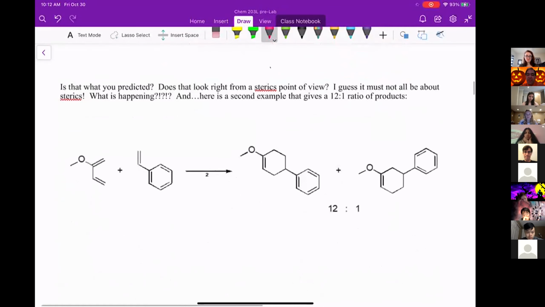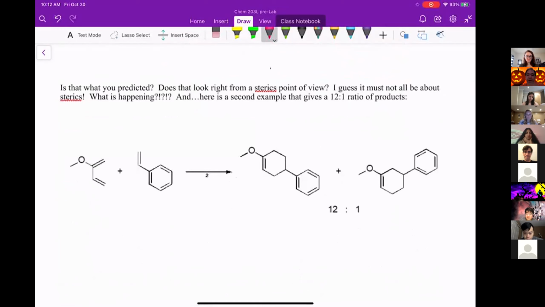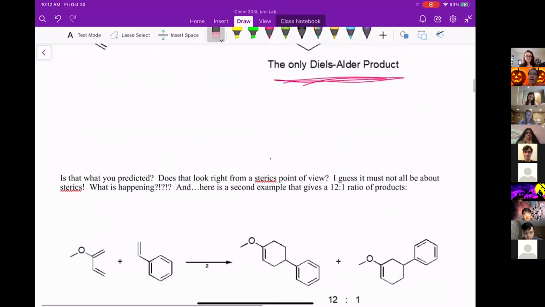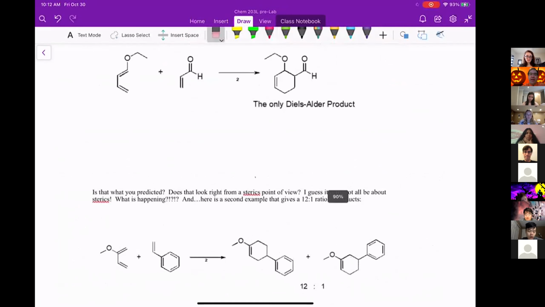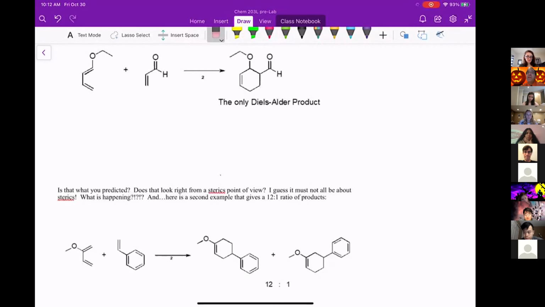In fact, here's another example where we have a strong preference for one of the products over another. So if we're trying to figure out how to look at the regiochemistry, we actually need to look at the high energy resonance structures. Remember, in organic chemistry, if you don't know what the answer is, it's always resonance. So if you're not sure, just answer that. You got it, like most of the time. And it is in this case too.